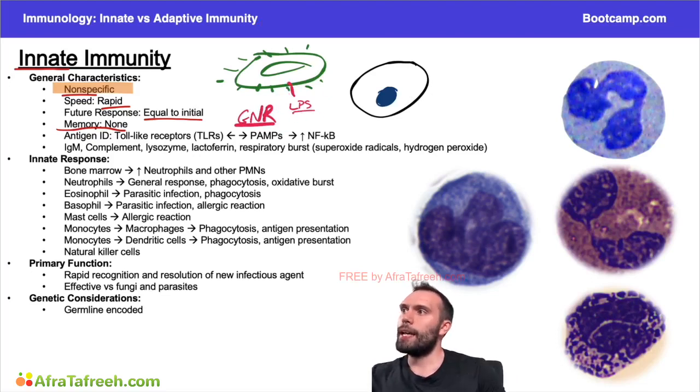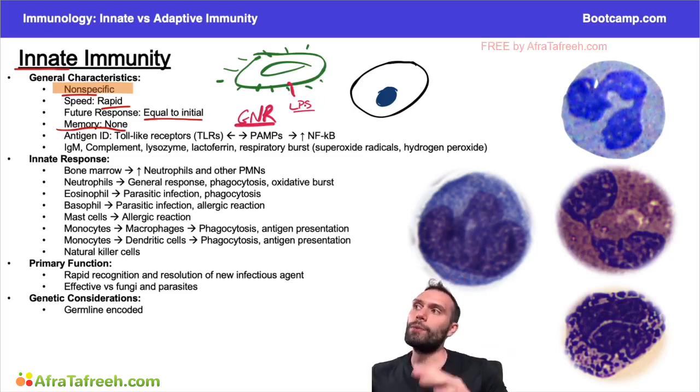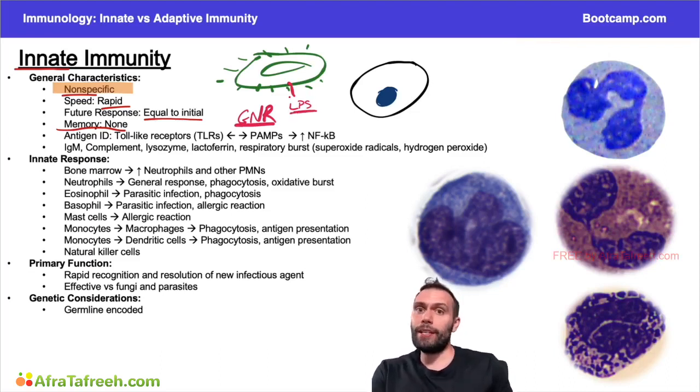That LPS is an example of some general molecule that our body will recognize, some type of pattern our body recognizes and says, hey, this is not good. This isn't something that is supposed to be in the blood right now. It doesn't matter what type of bacteria it is. If it has LPS, the cells can recognize it. And that LPS is an example of one of these pathogen-associated molecular patterns.